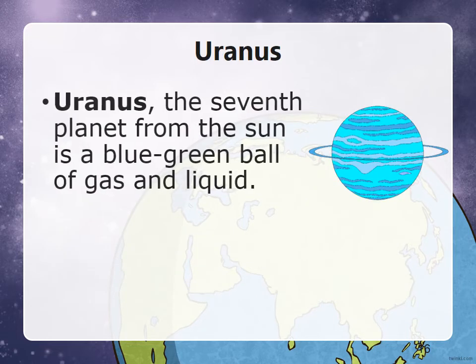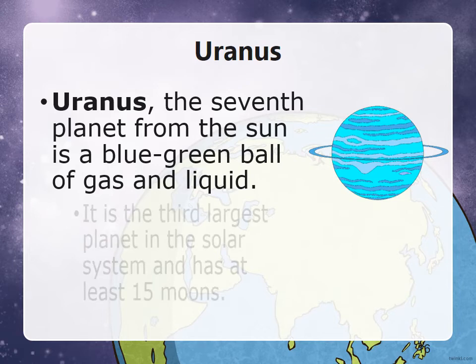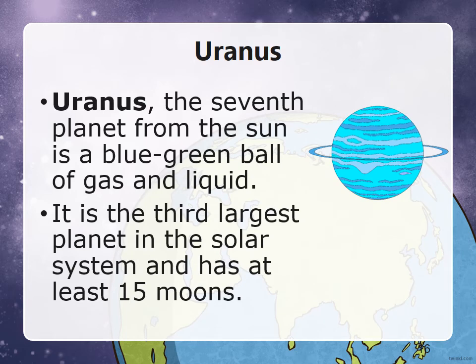Uranus. Uranus is the seventh planet from the Sun. It is a blue-green ball of gas and liquid. It is the third largest planet in the solar system and has at least 15 moons.